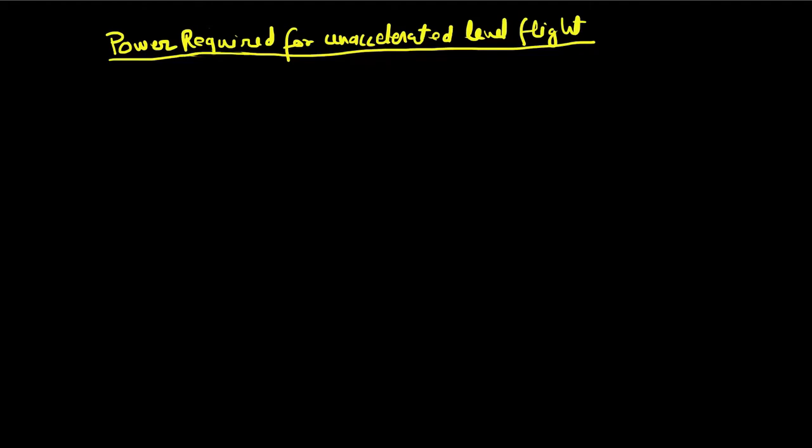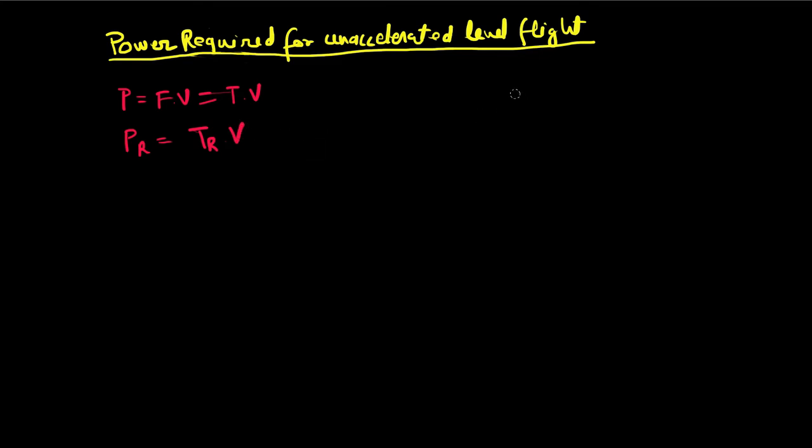Hello friends, today's topic is power required for an unaccelerated level flight. So we know that power is equal to force times velocity. For a cruise flight, power required may also be written as thrust times velocity. Since the engine produces thrust, the power delivered by the engine can be equated to the thrust produced by the engine times the velocity at which the aircraft is flying. So we may say that power required is equal to thrust required times velocity of the aircraft.